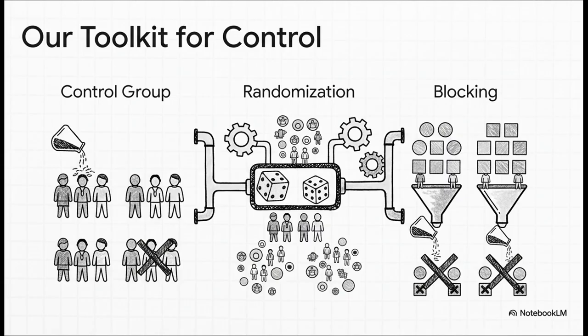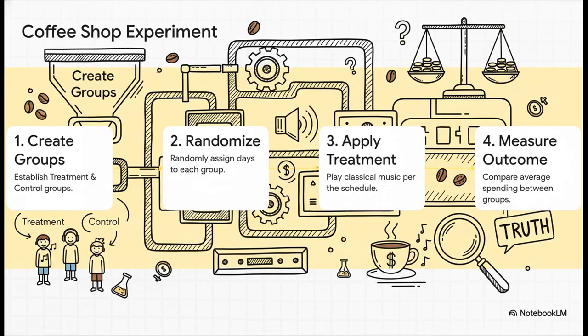And finally, there's something called blocking. This is what you do when you already know about a difference, like say, weekday customers are different from weekend customers. So you group them together first to make your comparison even sharper. Let's actually put this all together and build our coffee shop experiment.